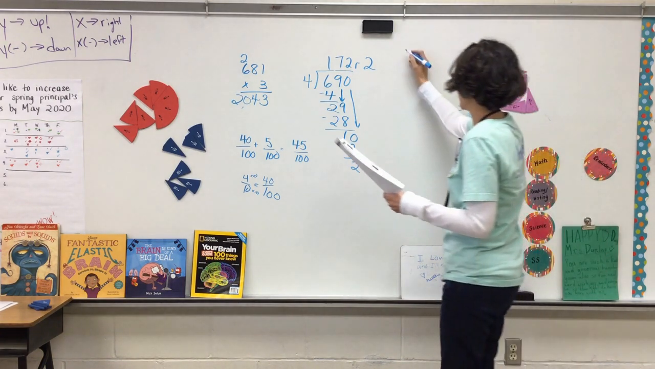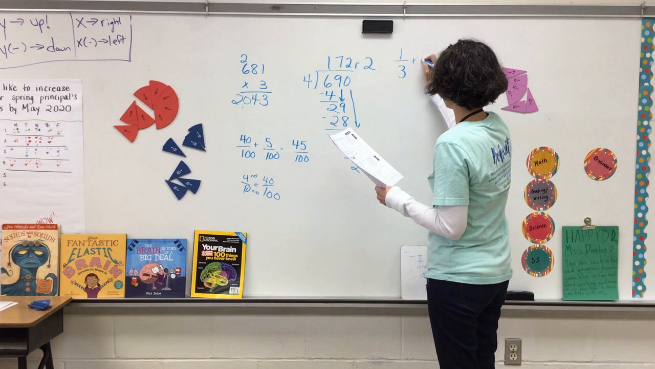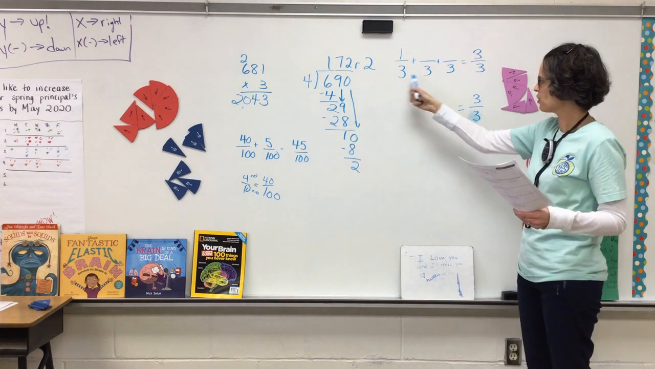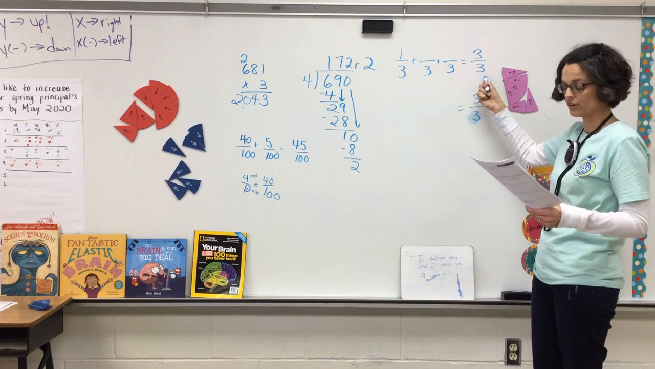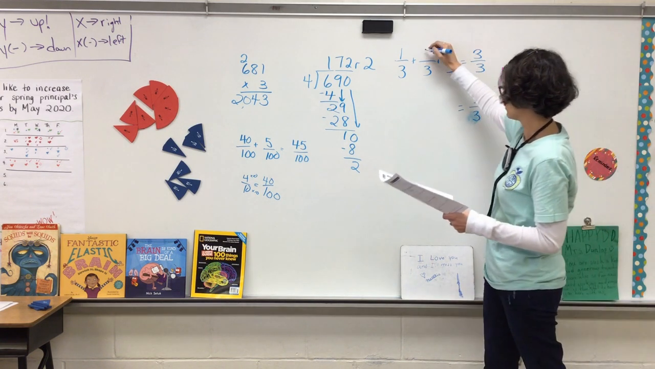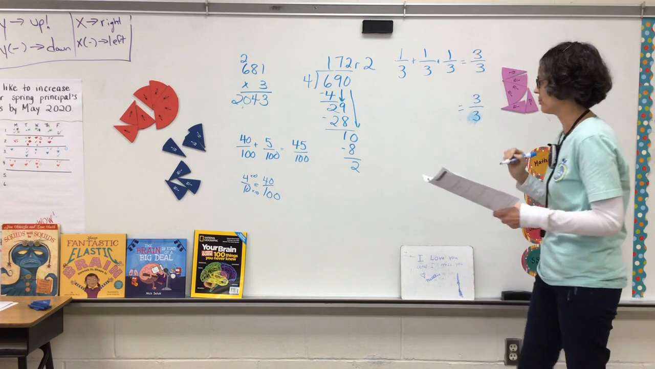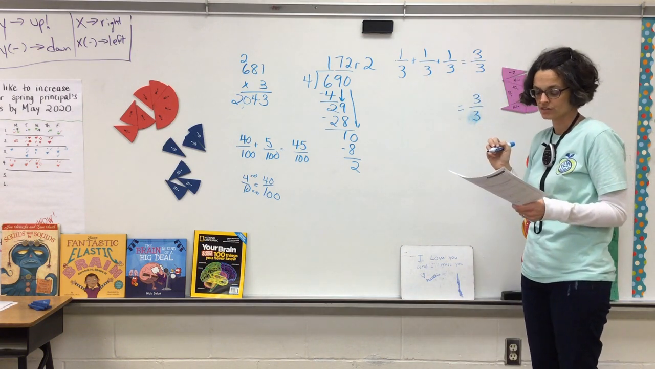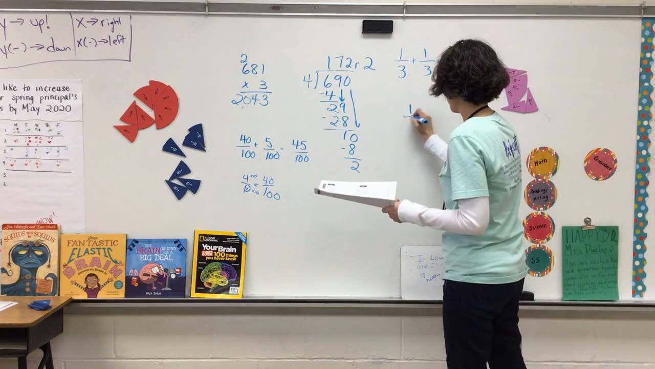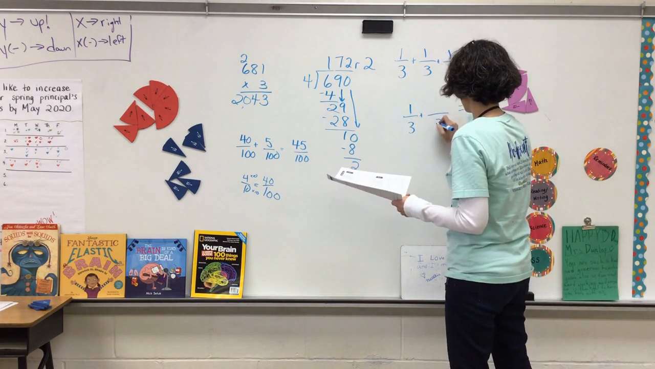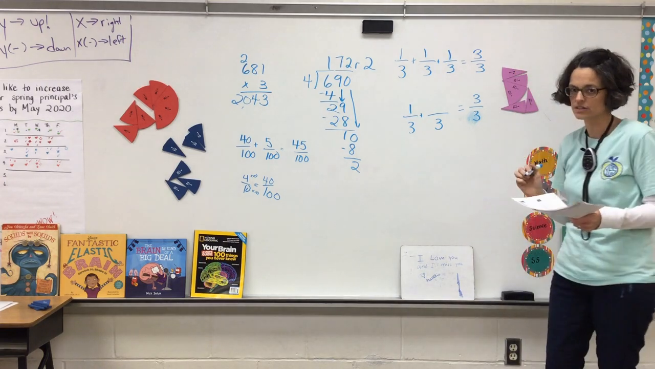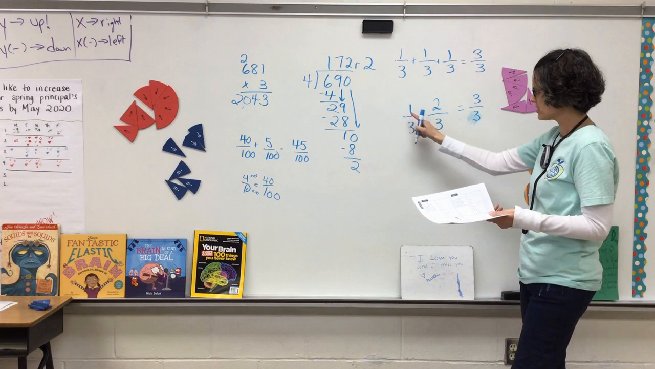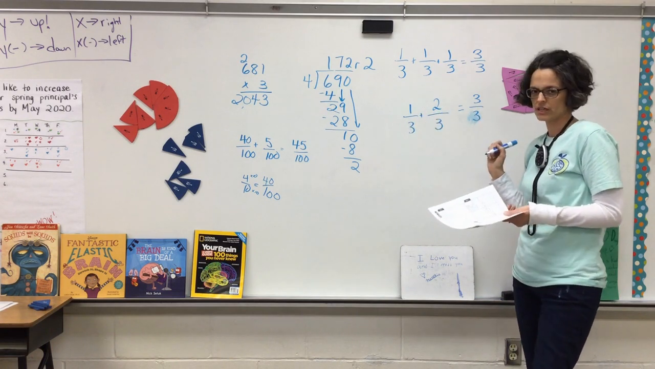Okay, so we have 1/3 plus something over 3 plus something over 3. So all three of these fractions have to equal 3/3. Well, the only way to do that would be 1/3 and 1/3. So 1/3 plus 1/3 plus 1/3 equals 3/3. The other way is 1/3 plus something over 3 is going to give you 3/3. 2 is what goes there because 1 plus 2 equals 3.